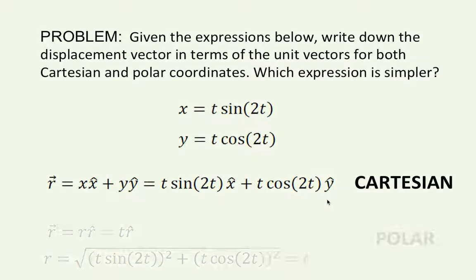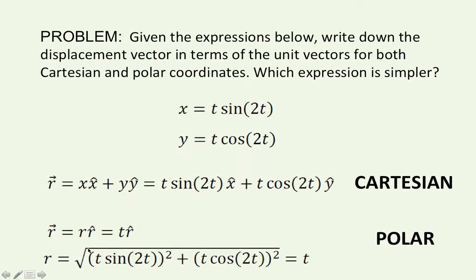In polar coordinates, it's a little more difficult because we need to find the magnitude r. r is just going to be the square root of t sine 2t squared plus t cosine 2t squared, and that just is t. Therefore, the displacement vector is just going to be t r hat. And you can see that this expression here is a lot simpler than the expression in Cartesian coordinates.